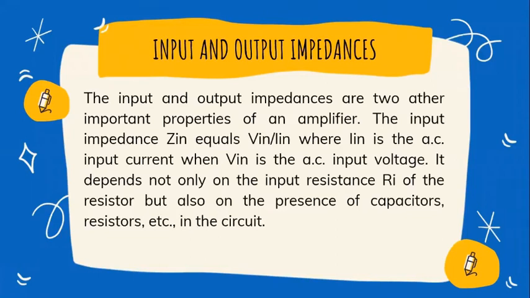Input and output impedance. The input and output impedance are two other important properties of an amplifier. The input impedance Zin equals Vin over Iin, where Iin is the AC input current when Vin is the AC input voltage. It depends not only on the input resistance of the resistor, but also on the presence of capacitors in the circuit. Next.